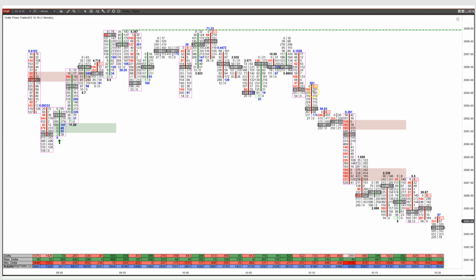Like here. Well, it's not a pullback because we opened here and just traded down, but you should get the idea of what's going on. This is a minute-based chart.